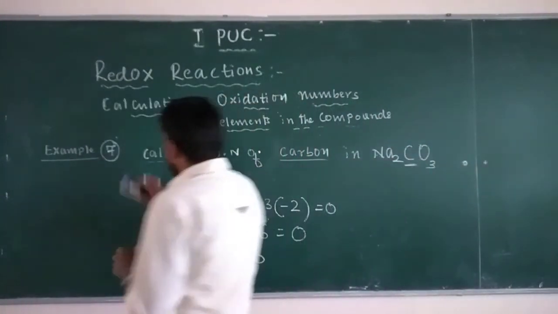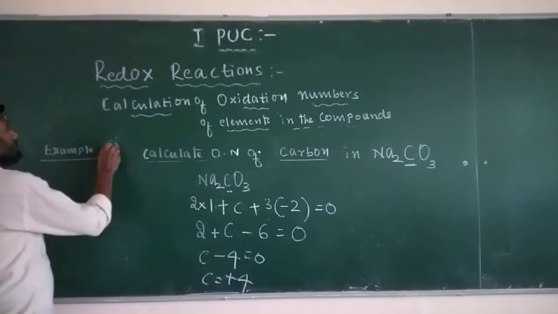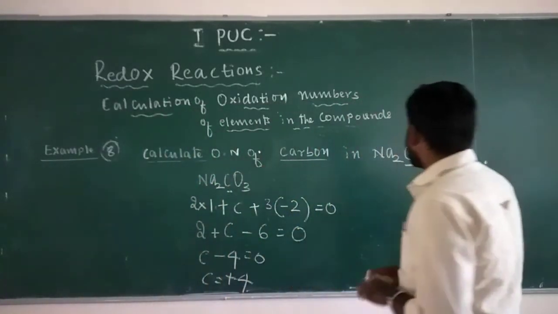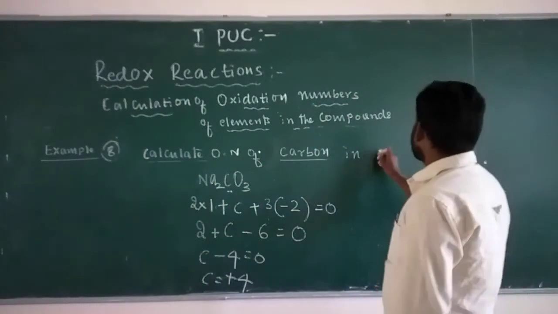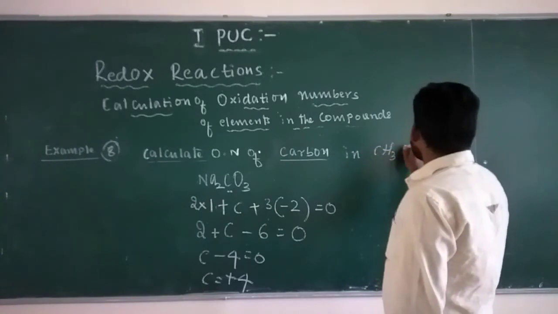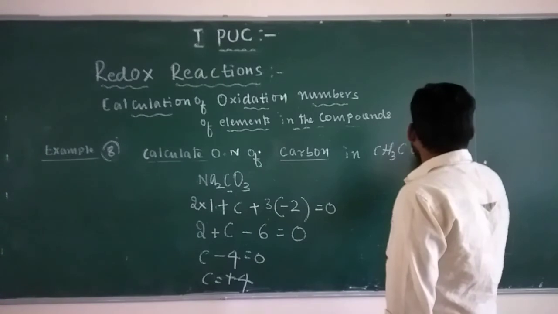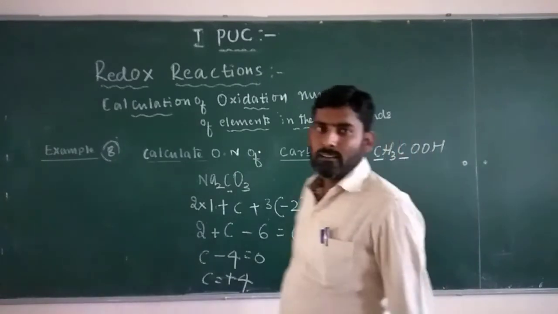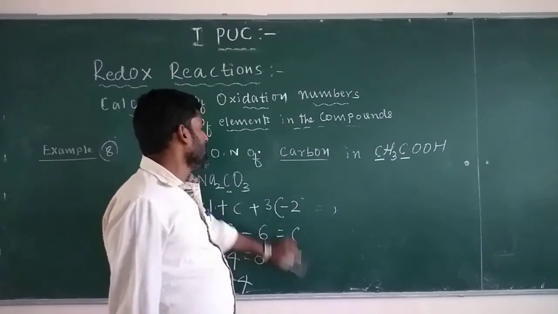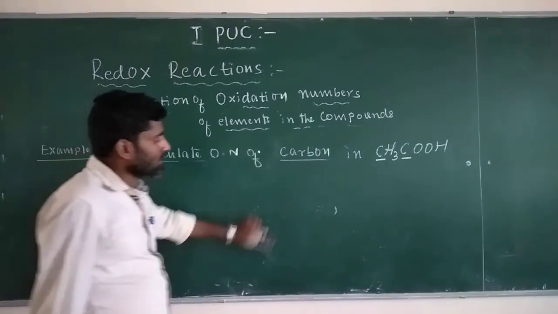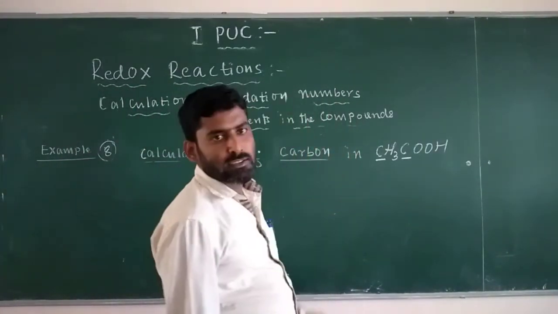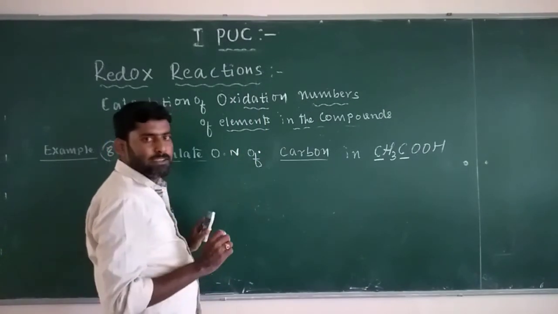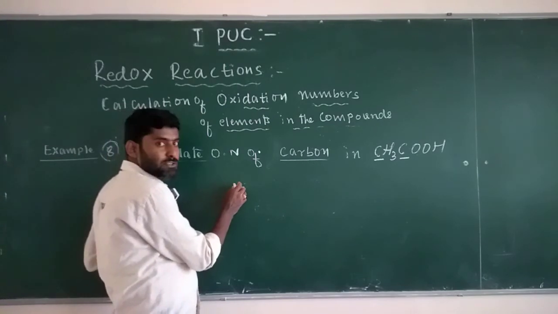And example 8. Calculate the oxidation number of carbon in CH3COOH. Calculate the oxidation number of carbon in CH3COOH. Here we have 2 carbon atoms, and we have to find the oxidation state of both carbon atoms.